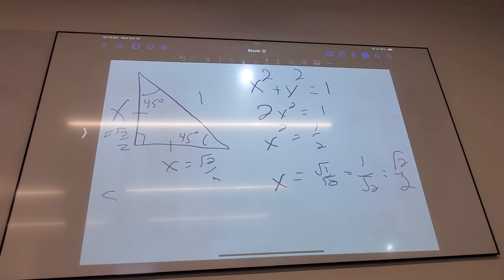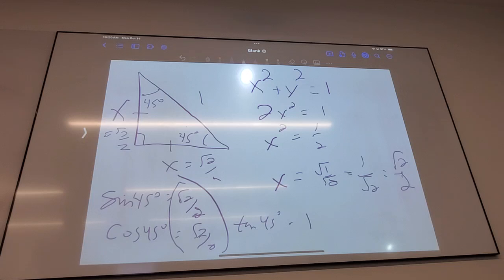So what is the sine of 45 degrees? Root 2 over 2. What's the cosine of 45 degrees? Root 2 over 2. What's the tangent of 45 degrees? 1. If the tangent is sine over cosine, and at 45 degrees sine and cosine are the same, then tangent is 1. You can see very explicitly that sine and cosine are the same output.